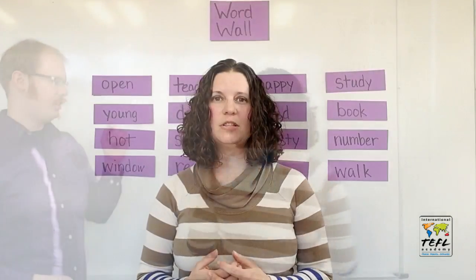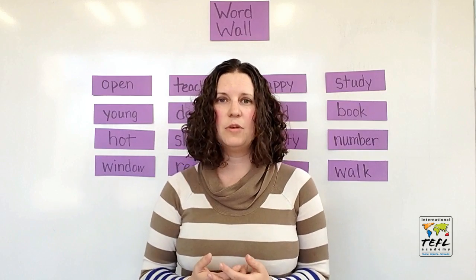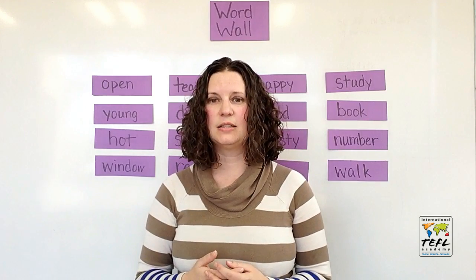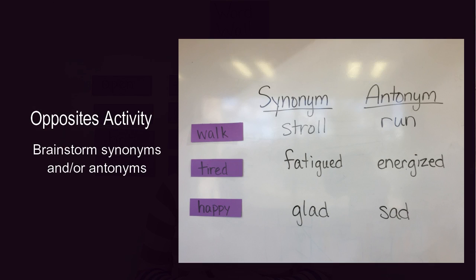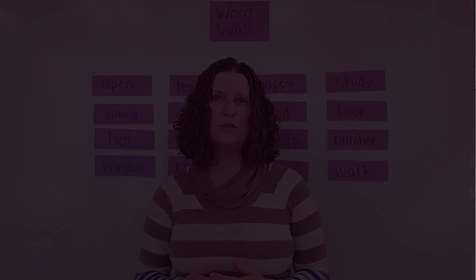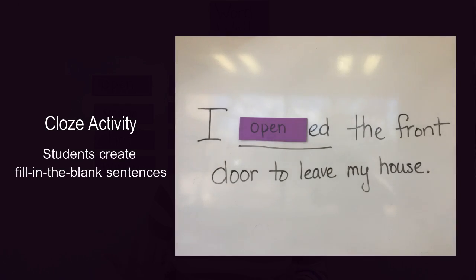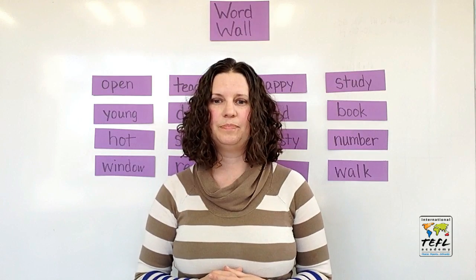After a student guesses their word, then they can give you the word, or you could have them go up to the board and write a sentence. Another activity you could do is you could put the words on the board and have students brainstorm the synonyms and antonyms for each word. You could also have students create fill-in-the-blank sentences. Give them a word, have them come up to the board, write the sentence with a blank, and then have the other students guess what their word was.